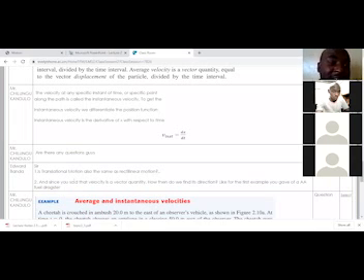So now, guys, the velocity at any specific instant of time is called the instantaneous velocity. To get the instantaneous velocity, you do dx/dt.